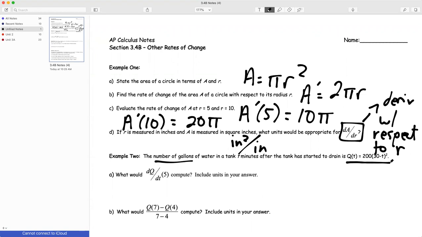What is Q(t)? Is it an amount? Is it a rate? Or is it a rate of change of the rate? Because it helps me to think about these in terms of physics. Is it a position? Is it a velocity? Or is it an acceleration? Amount, rate, or acceleration.